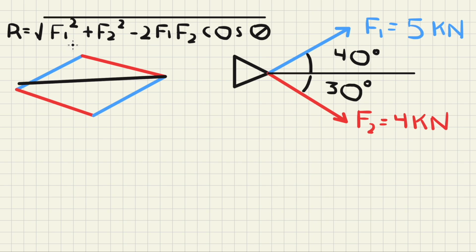So as we can see here, we already have this information. We know that F1 is 5, we know that F2 is 4. The only thing here that we would need to figure out is our theta angle. So which angle are we using for theta? The theta in this case is going to be this opposite angle right here. So this is the one that we're looking for.